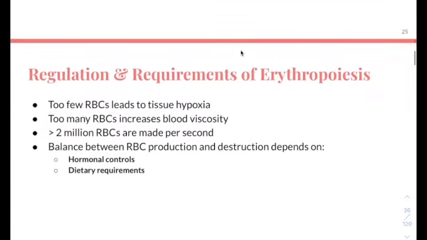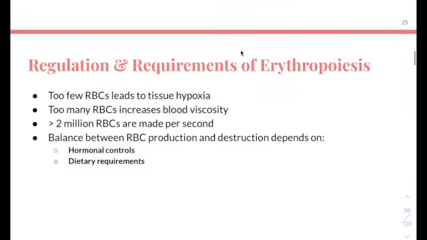There are different things that can happen if we have too many or too few red blood cells. Too few red blood cells leads to hypoxia. That's where there's not enough oxygen in the tissues because there's not enough red blood cells to transport oxygen, so the tissues aren't getting what they need. Too many red blood cells increases the blood's viscosity. It gets a lot thicker.